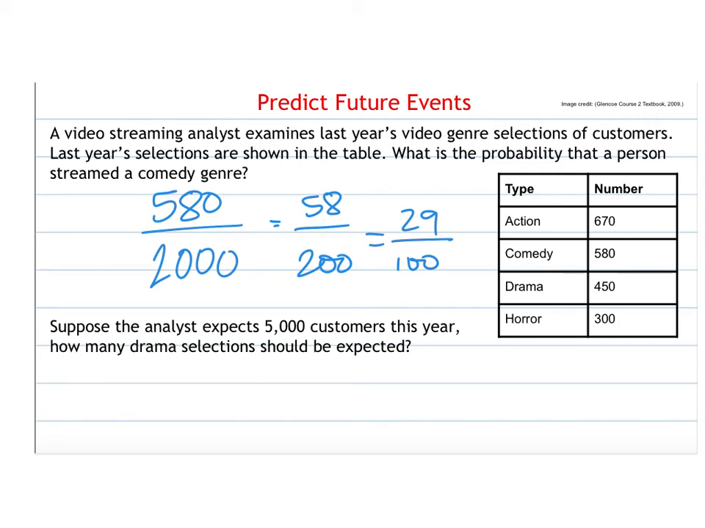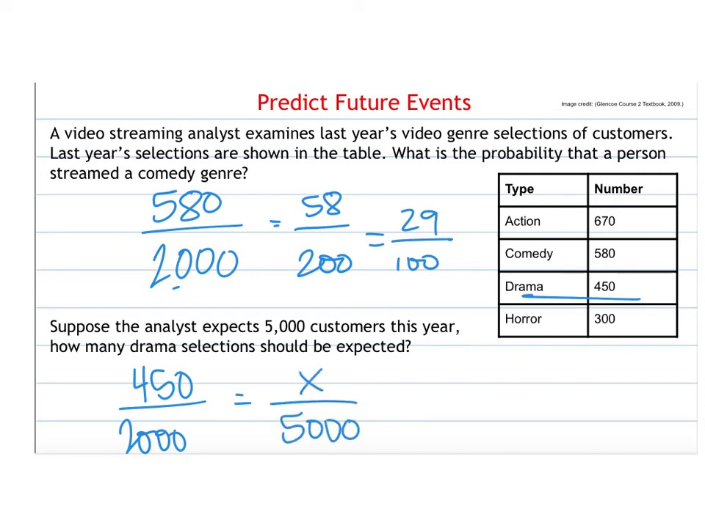Now, the next question says, suppose the analyst expects 5,000 customers this year. How many drama selections should be expected? Well, we had 450. We're looking at drama now. 450 out of the 2,000 we had up here. But now we want to know for out of 5,000 customers. Okay, and we're trying to figure out how many we would expect. Well, we just set up a proportion that we can now use. We can cross multiply in order to solve.